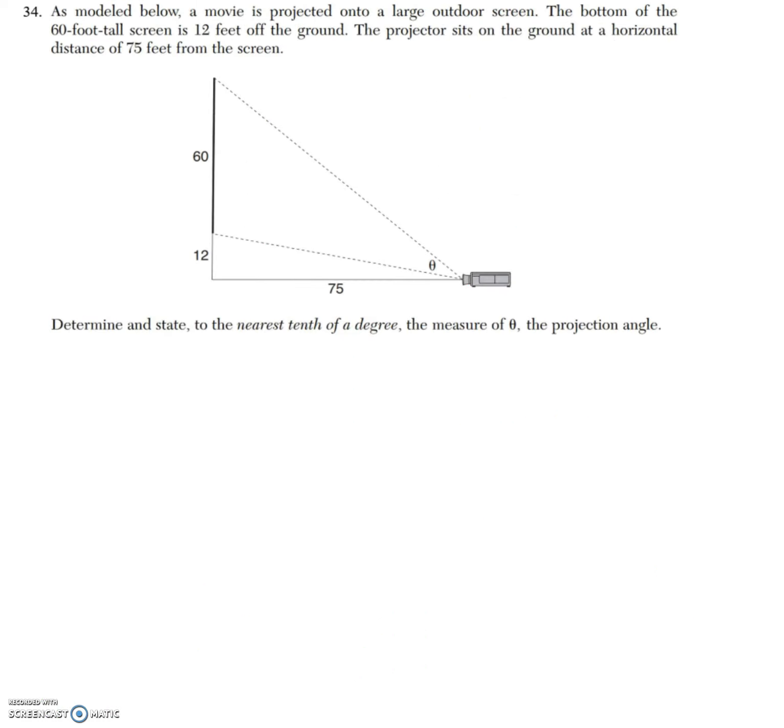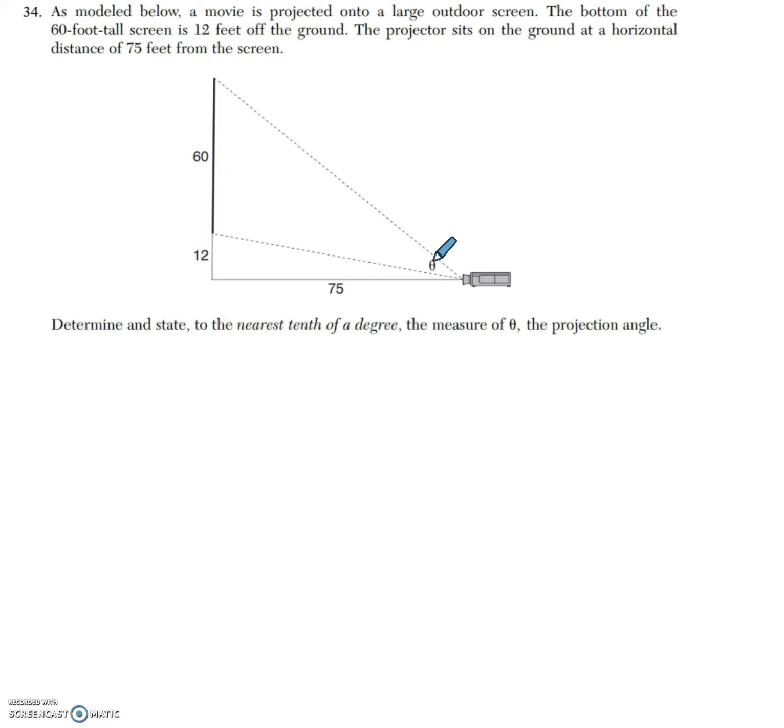For number 34, I know we've done this in class before, so we'll go over this one quickly. A movie is projected onto a large outdoor screen. The bottom of the 60-foot tall screen is 12 feet off the ground. The projector sits on the ground at a horizontal distance of 75 feet from the screen. Determine and state to the nearest tenth of a degree the measure of theta, the projection angle.